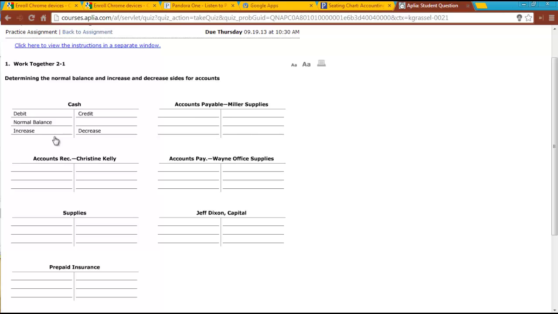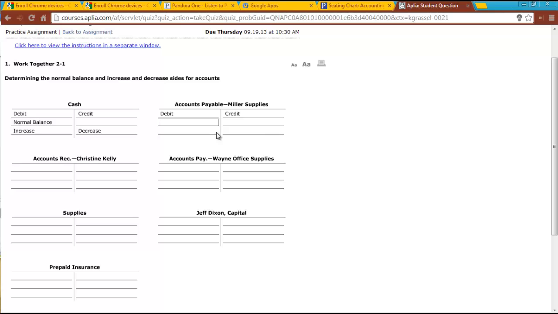Okay? I'm going to move across over here to the next one, accounts payable, Miller Supplies. Now, you can right away label it debit on the left, credit on the right. The next part that we have to do, Kyler, accounts payable Miller Supplies, what type of an account? Asset, liability, or owner's equity? Liability, because it has the word payable in it.